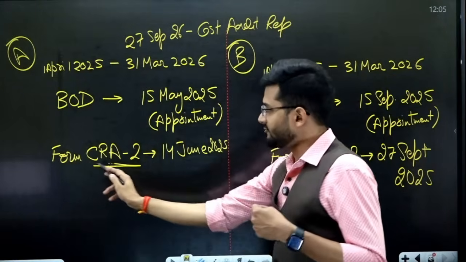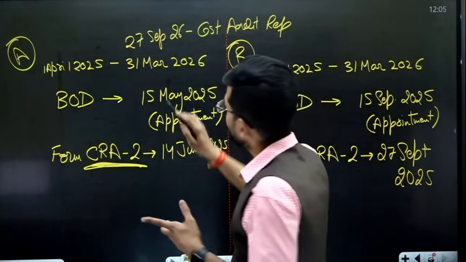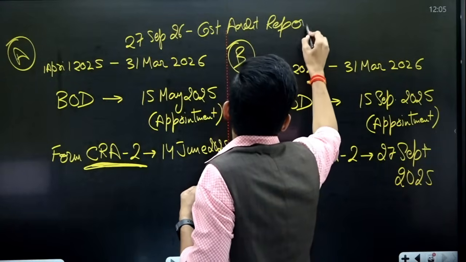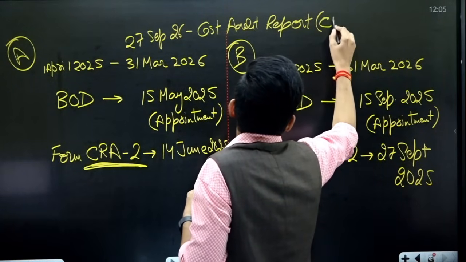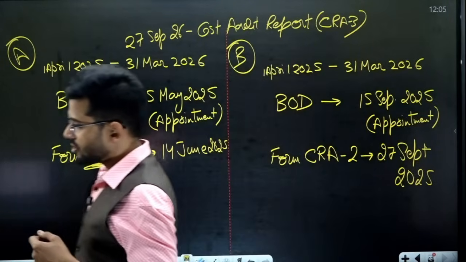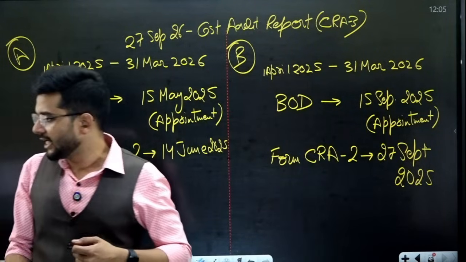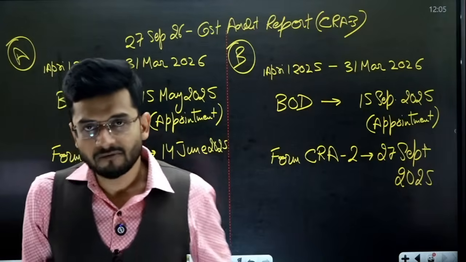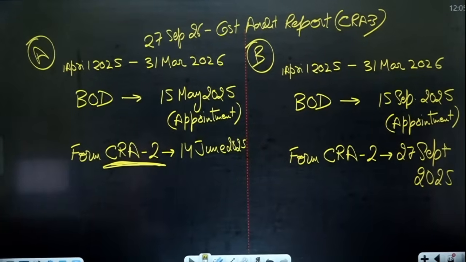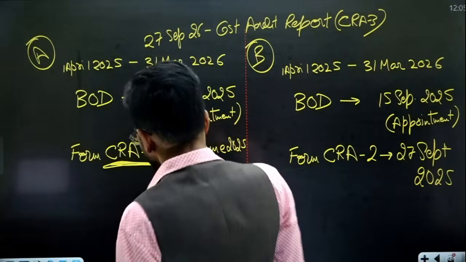So guys, this is appointment of cost auditor. CRA2 is appointment of cost auditor. From the end of the financial year till 180 days, the cost audit report is required to be filed. Please tell me what is the form of cost audit report? The form of cost audit report is CRA3.